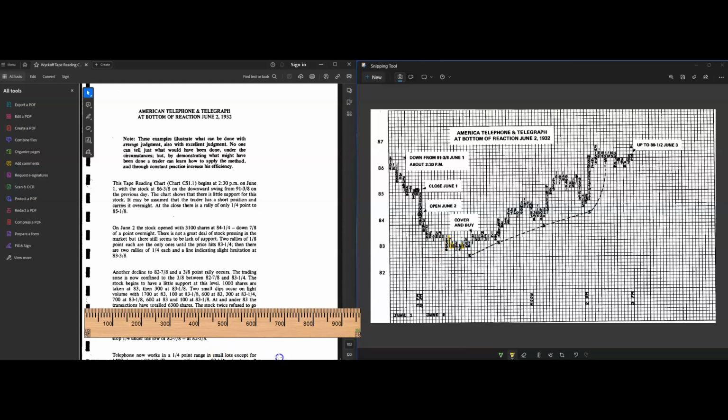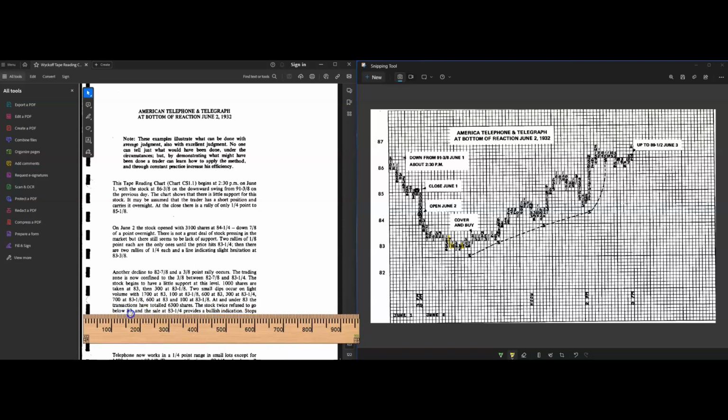This is one of the times where you see Wyckoff actually using volume at price, which is what? Volume profile. He's doing that here and saying that it equals 6,300 shares from the 83 and below levels. The stock has twice refused to go below 83, and the sale at 83 and a quarter provides a bullish indication. All right, so let's take a step back here.